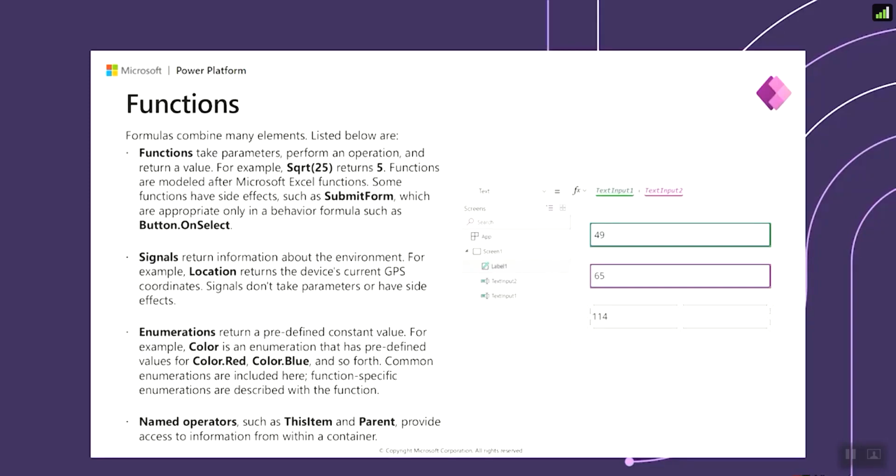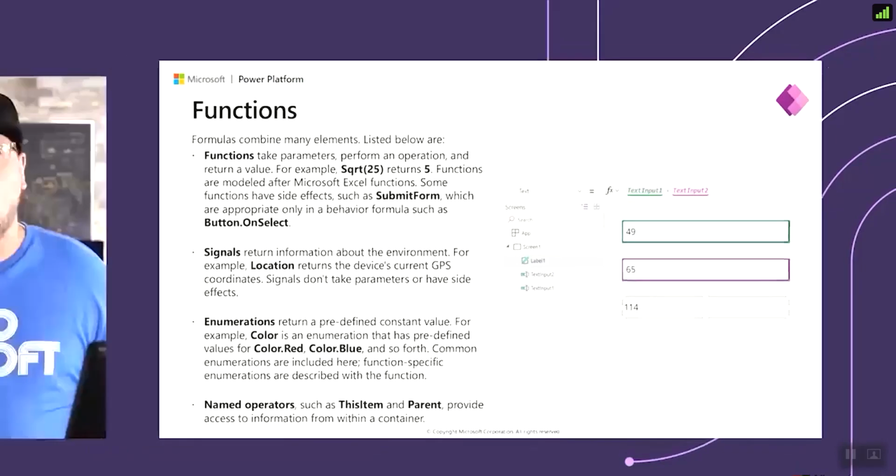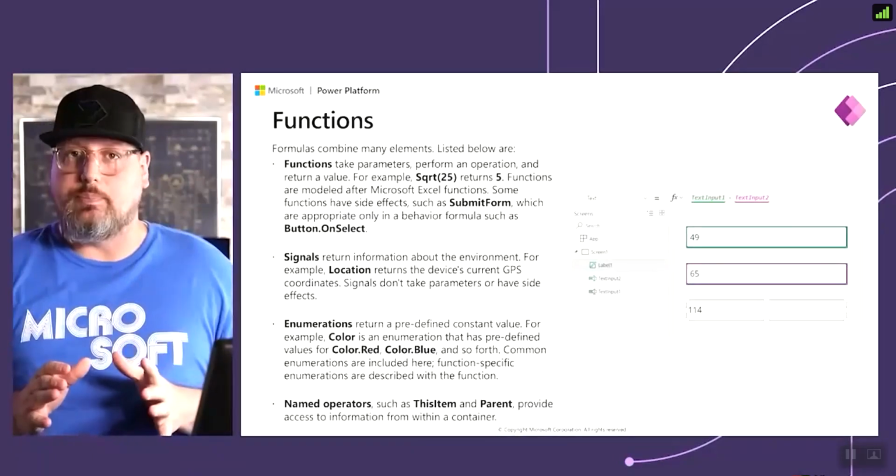And finally, you can have name operators such as ThisItem or Parent to provide access to information from within a container. So if you're using the user database and you say ThisUser.Picture, it's going to show you the picture in the Active Directory of that user, or ThisUser.Name, and again, it's going to return the name of that user. So all of those things are very flexible, very powerful. They're all documented on docs.microsoft.com.